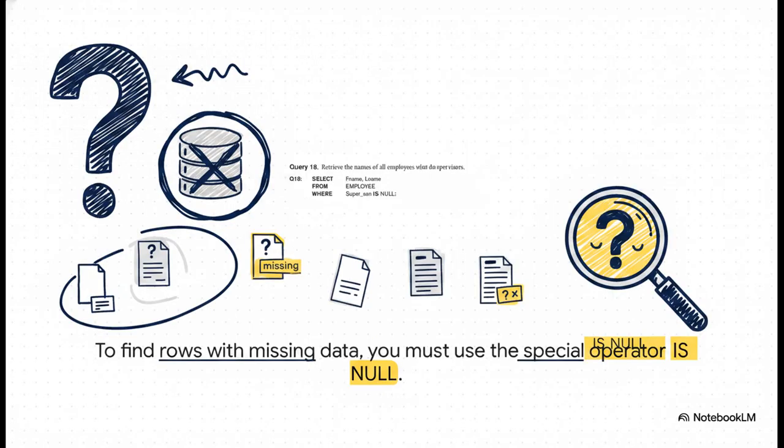And this brings us to a classic rookie mistake. You can't write where salary equals null. Just can't do it. Why? Well, because you're basically asking the database if an unknown value is equal to another unknown value. And the answer to that is, you guessed it, unknown. To fix this, SQL gives us a special tool designed for exactly this problem. The operator is null. This is the one and only correct way to ask the database, show me the rows where this particular piece of information is missing.